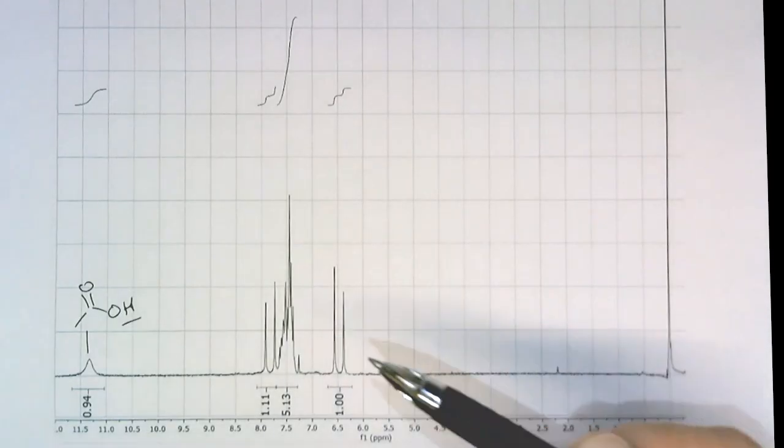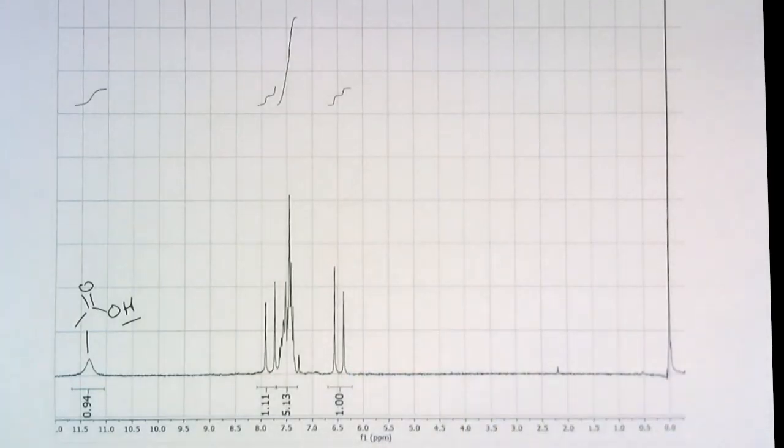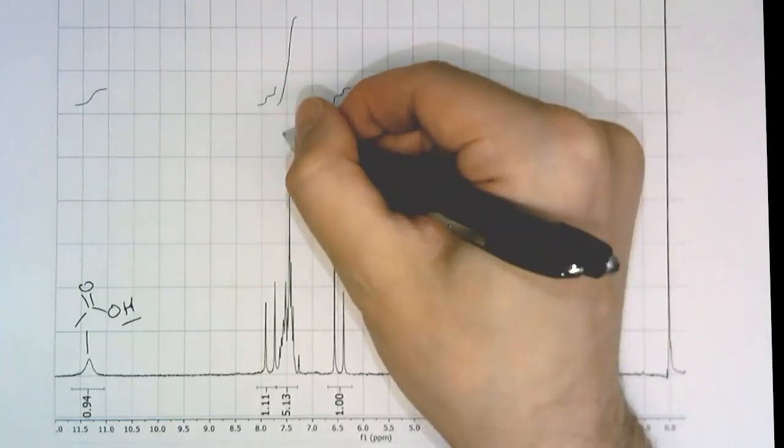The 2 doublets, integrating for 1 each at 7.6 and 6.5 ppm, suggest the possibility of an alkene. There are no significant peaks further shielded in the spectrum, which suggests the absence of any alkyl groups.